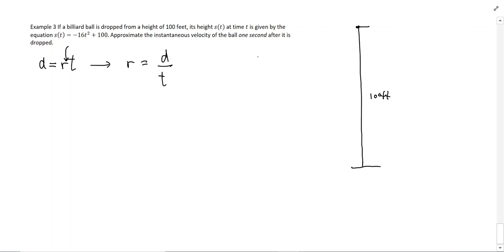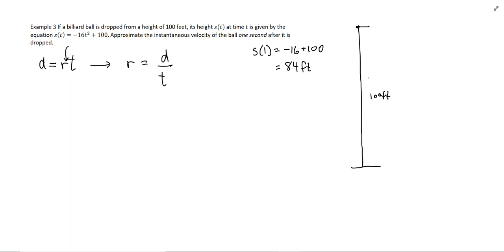After 1 second, the ball's height is s of 1 equals negative 16 plus 100, or 84 feet high. Okay, so it's come down a ways after a second. But that doesn't tell us how fast it's moving at that instant.